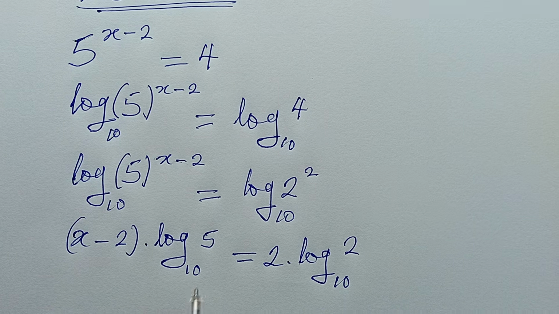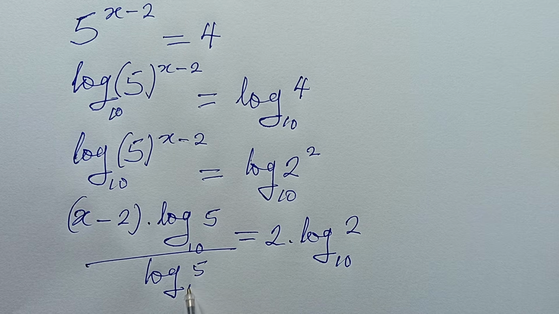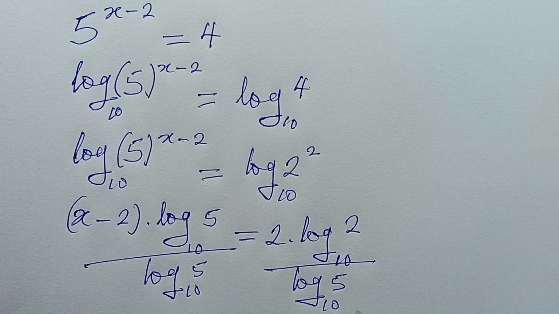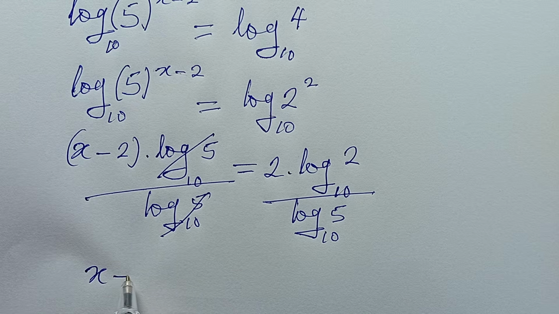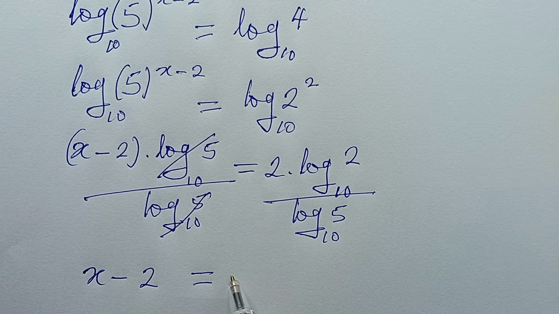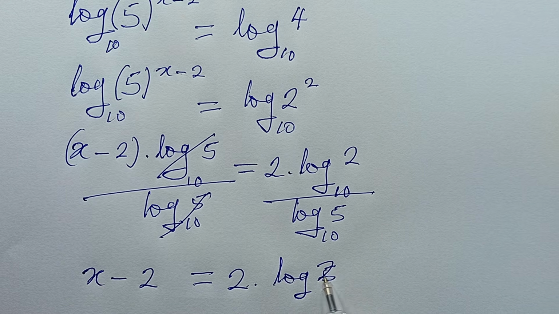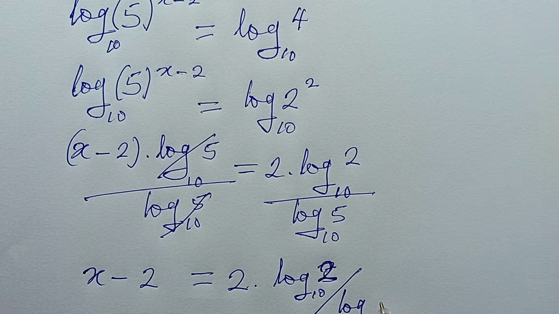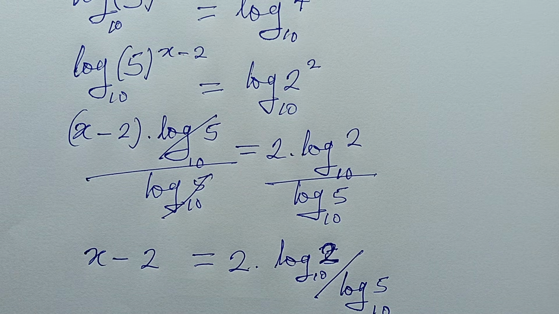Good. We just have to divide through by the log of 5 here, base 10. Then we equally divide this by the log of 5 base 10. So this will leave. Then we are now left with x minus 2 equal to 2 times the log of 2 base 10 divided by the log of 5 base 10. Simple, right? Good.